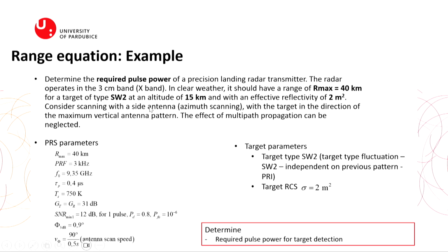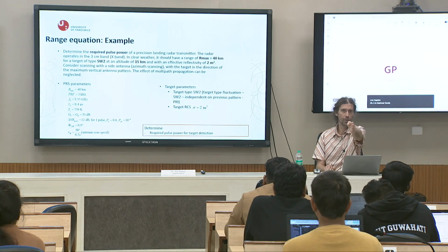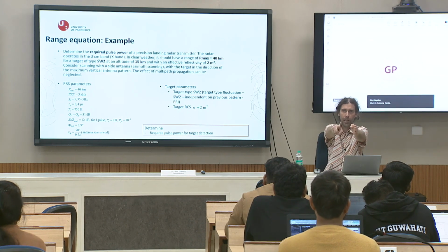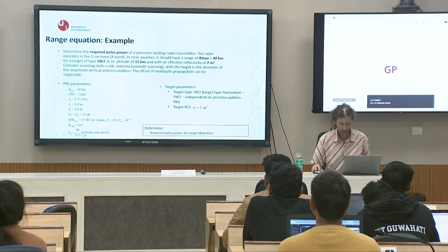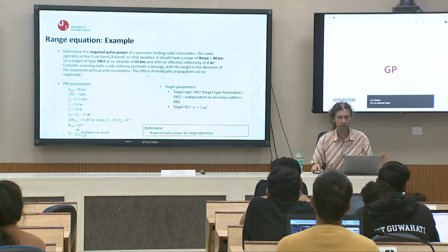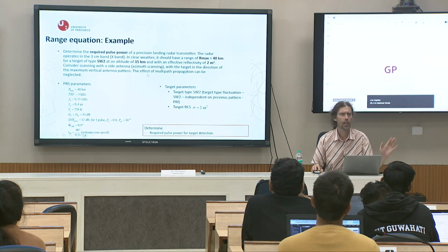Consider scanning with a side antenna, azimuth scanning, so it is continuous scanning, with the target in the direction of the maximum of the vertical antenna pattern. What does this mean? My antenna, you will be the target, and my antenna is just looking at you. Of course I can look at you, but still by side lobe, I will show you also. So it is just this projection. And we will neglect the effect of multipath. We don't care about multipath.